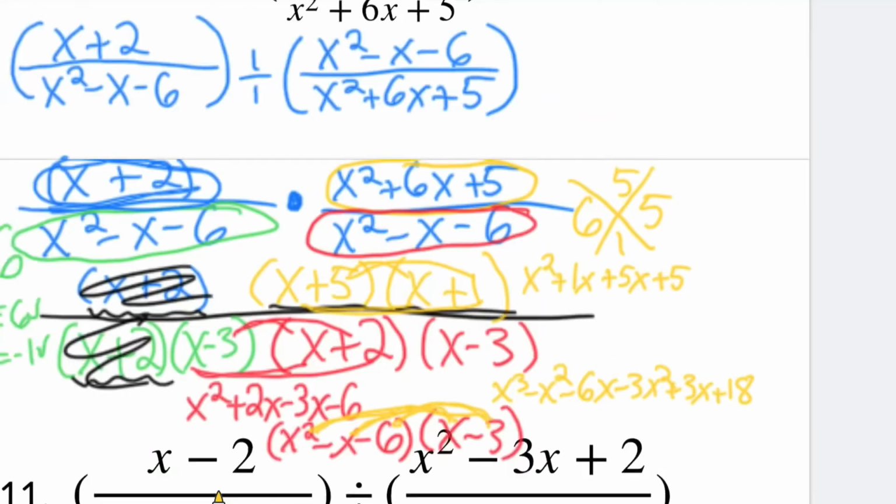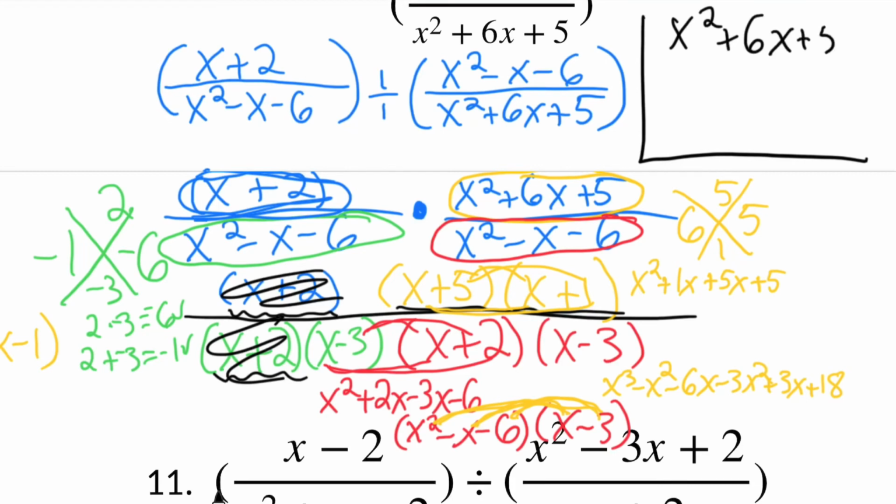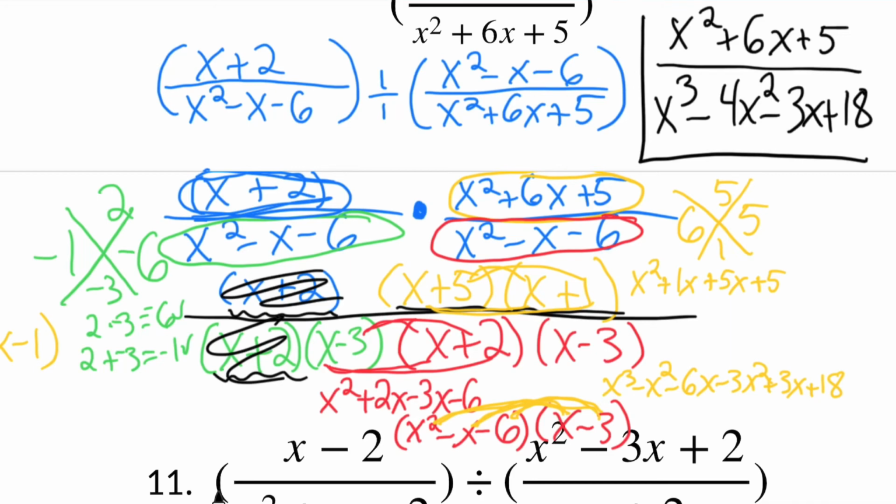So then I simplify and put it all together. And I get, and I'm going to write it up here, x squared plus 6x plus 5 all over x cubed minus 4x squared minus 3x plus 18 as my answer.